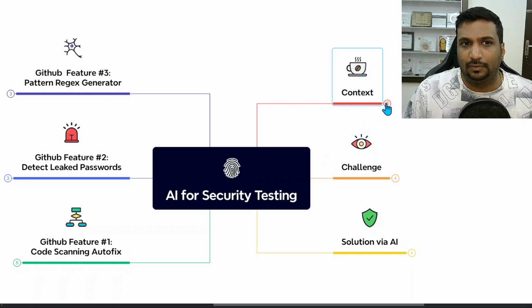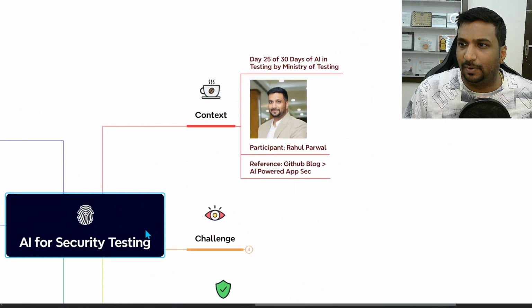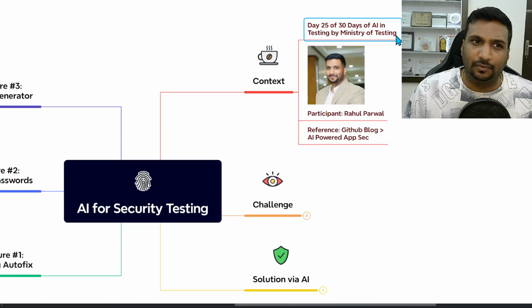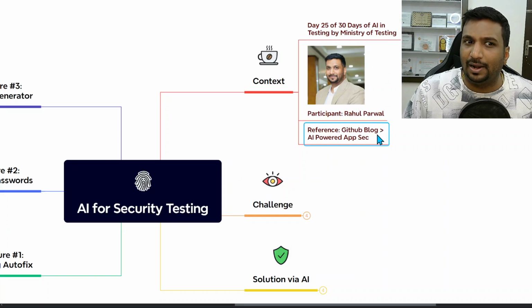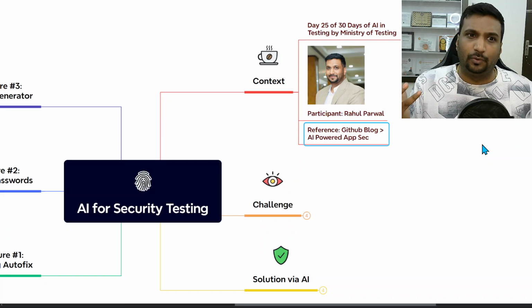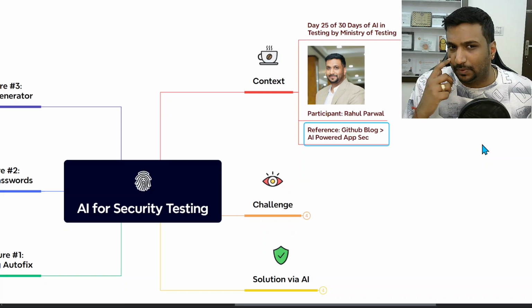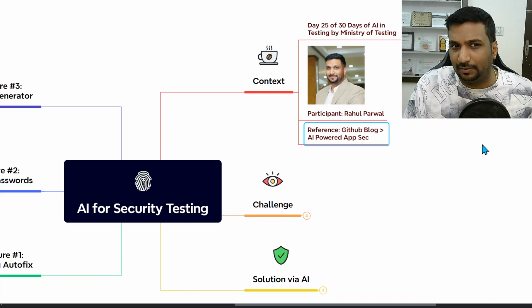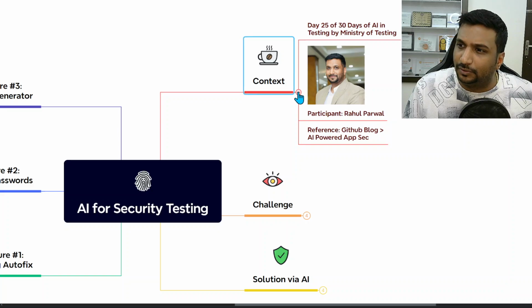Now, what is the context for creating this mind map? I created it for day 25 of 30 days of AI in testing. I am Rahul Parwal, and the reference I've used is a GitHub blog. GitHub is a code collaboration platform, pretty popular in the open source world. GitHub has a wonderful technical blog with a good article on AI-powered app security testing, shifting left using AI-powered app security. So that's the high level.